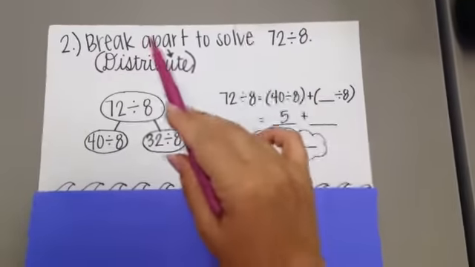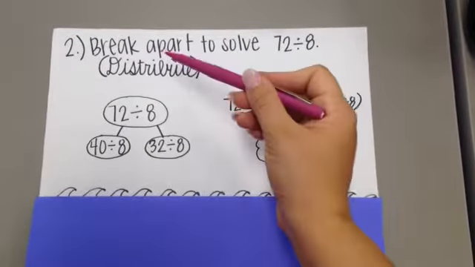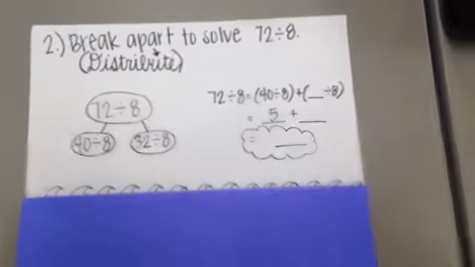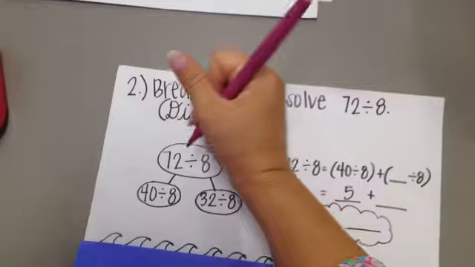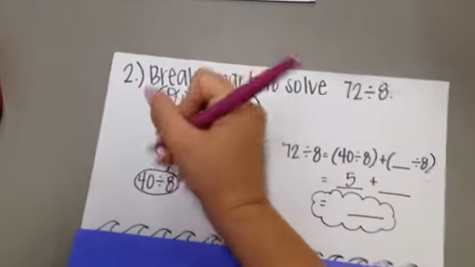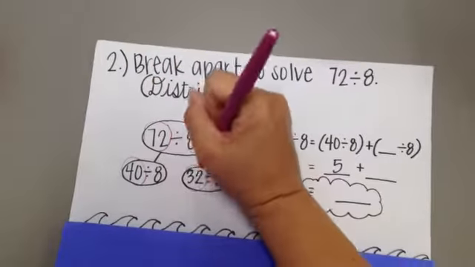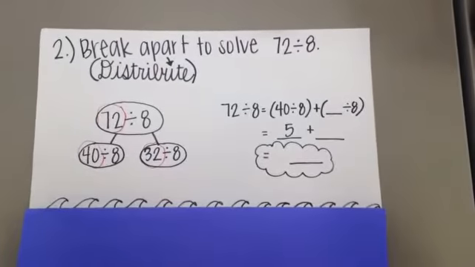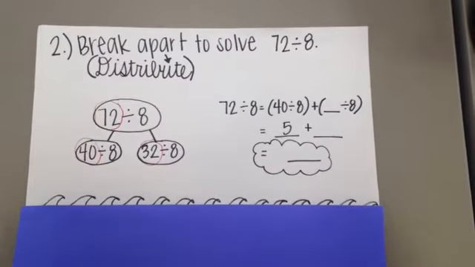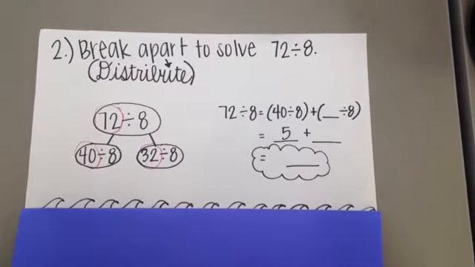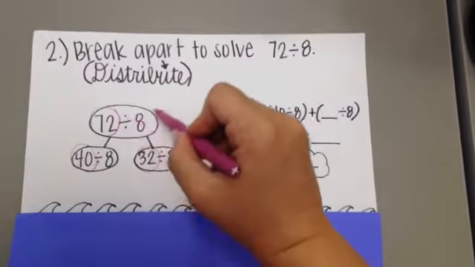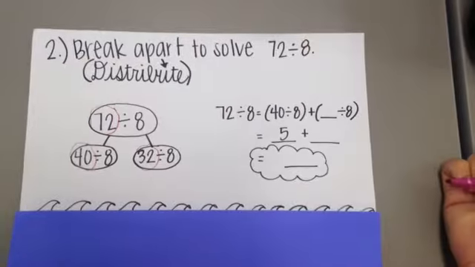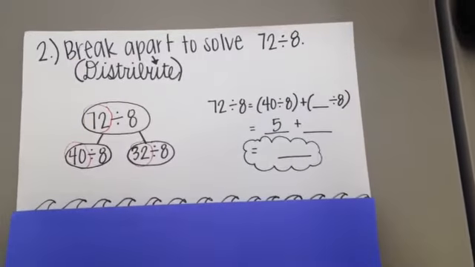All right, and number 2 says break apart to solve. Break apart, we know, means distribute. So we're going to be distributing to solve. They've already broken this number 72 up into 40 and 32. They've distributed that for us. 40 plus 32 is 72. And all of those numbers are divisible by 8, meaning I could divide any of these numbers by 8. So that's what we're going to do.